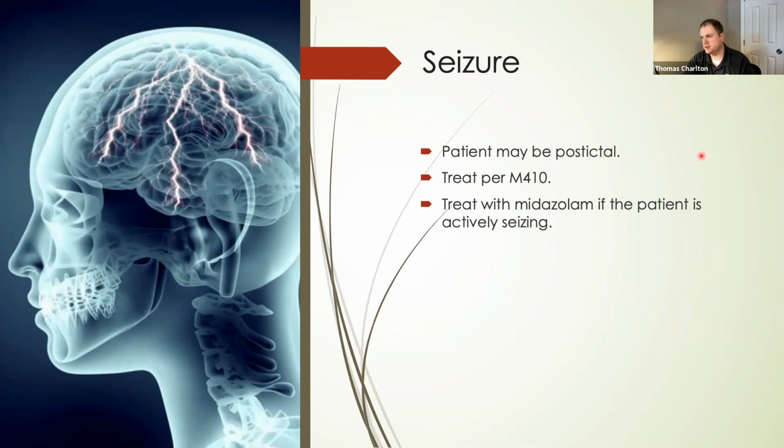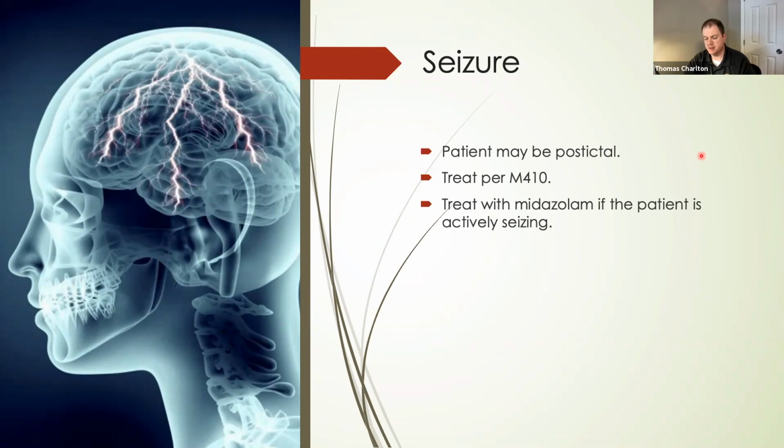Remember that the initial way of treating somebody who is actively seizing is with intramuscular midazolam. And that's for kids as well. For adults, it's 10 milligrams IM. For medium-sized kids, it's 5 milligrams IM. And for little kids, it's weight-based. So make sure and refer to your pediatric drug dosing chart, and that spells out exactly how much the kids are supposed to get.